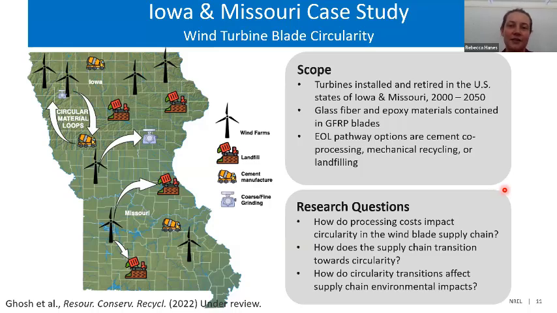So what we're interested in using CELAVI to explore is under what circumstances, if any, does this blade supply chain transition towards circularity? What does that circular supply chain end up looking like? And what does the circularity transition do to the supply chain's environmental impacts? Next slide.